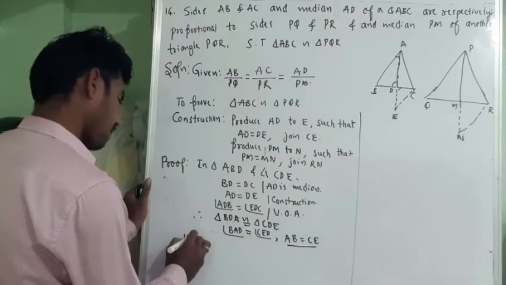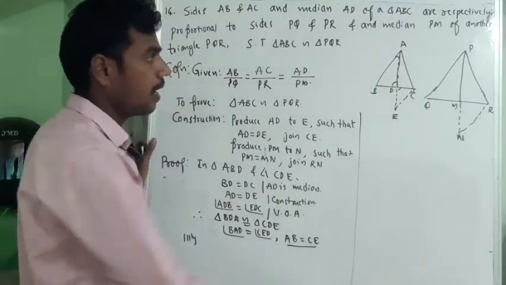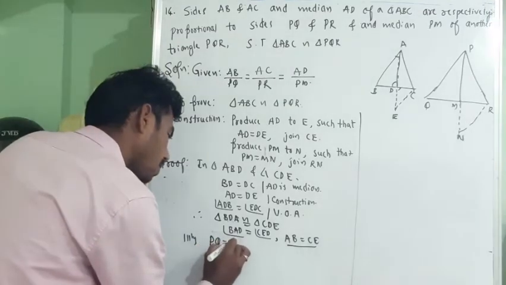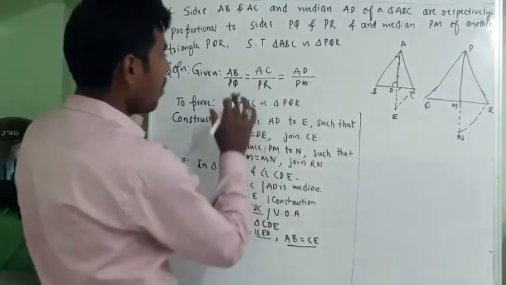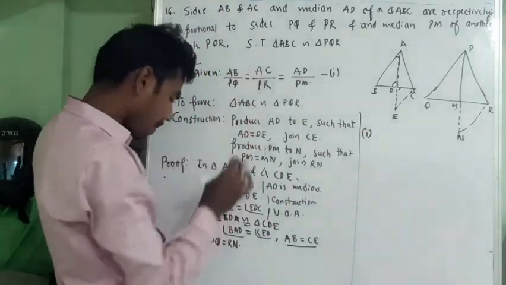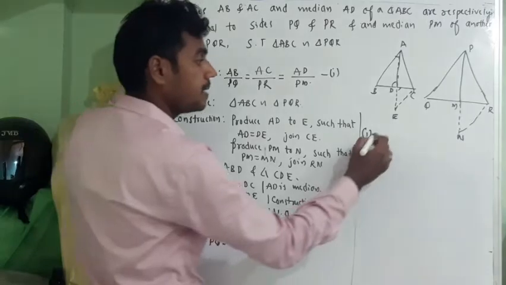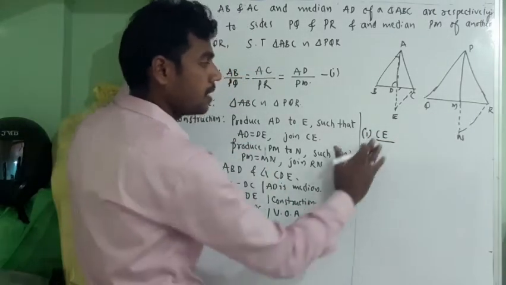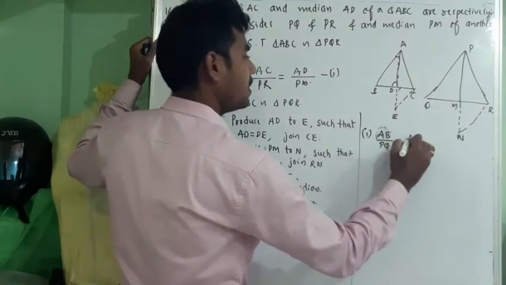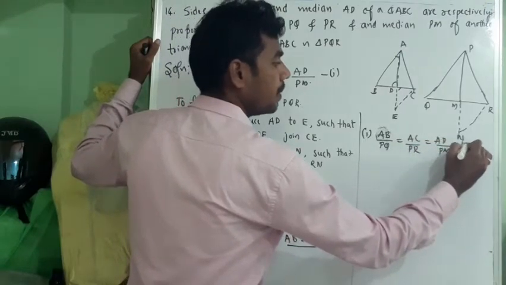Similarly, we can show this triangle is congruent to this triangle, and I can say PQ is equal to RN. Now, in place of AB, what will equation 1 become? In place of AB, I can write CE. AB by PQ is equal to AC by PR is equal to AD by PM. Okay, this is from equation 1.